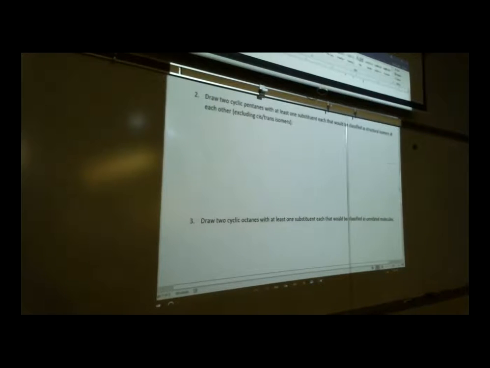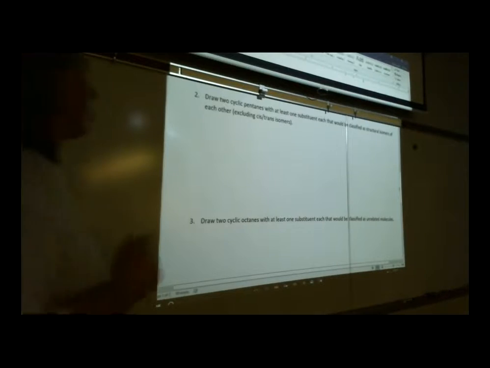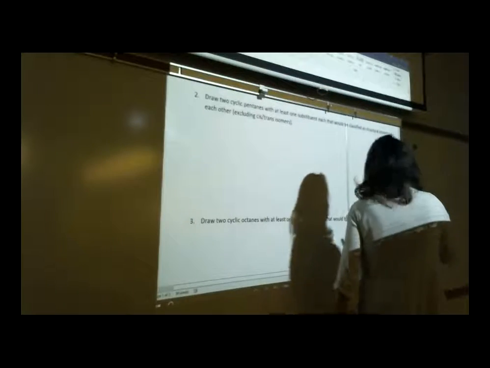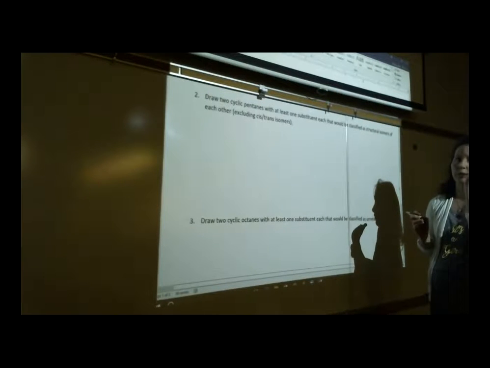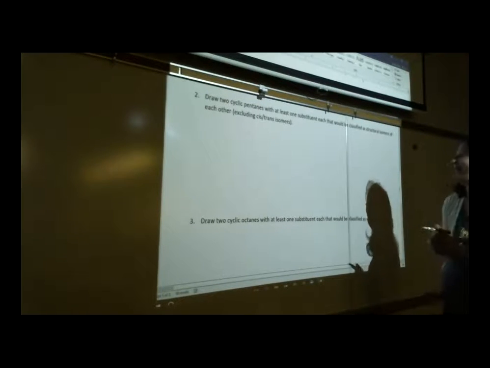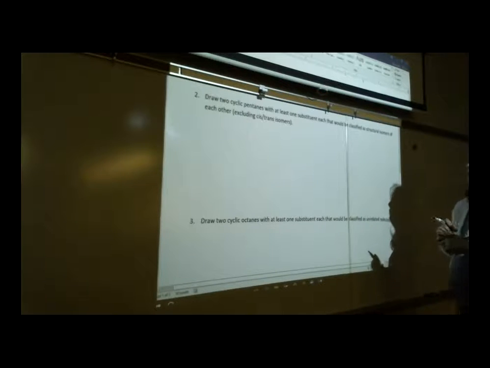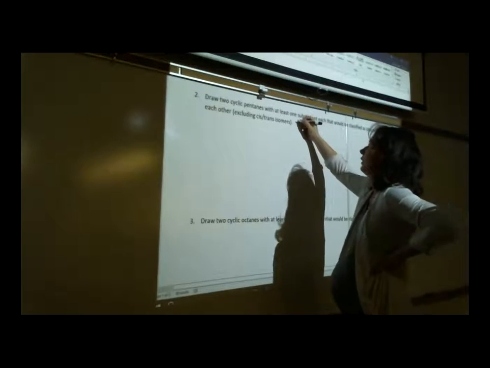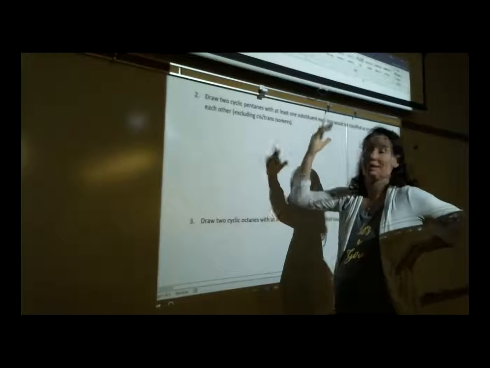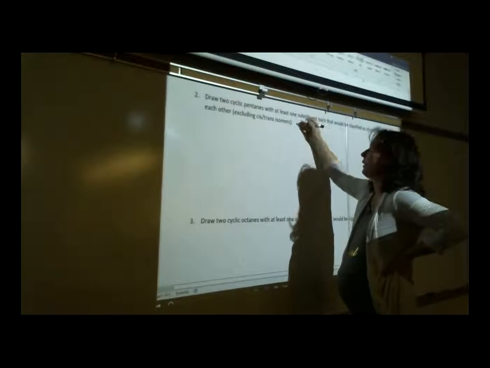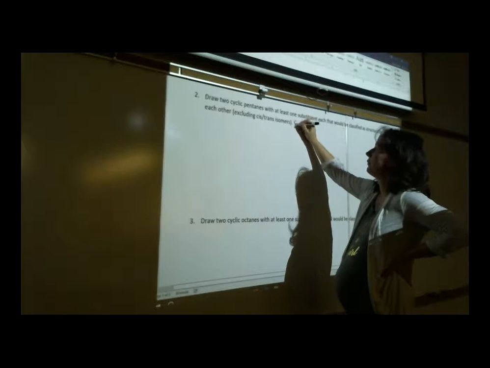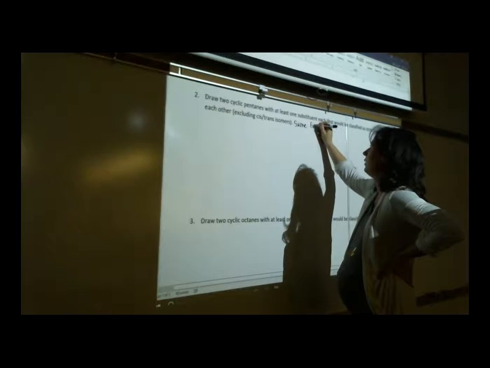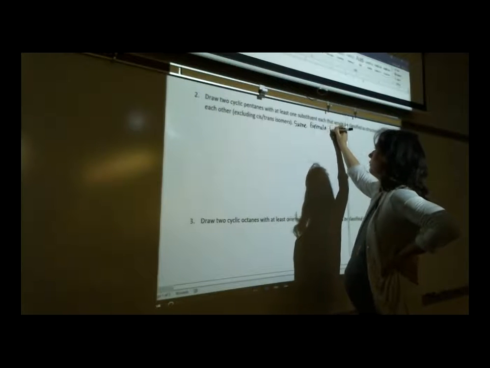Draw two cyclic pentanes with at least one substituent each that would be classified as structural isomers of each other. We're excluding cis-trans. Okay, because if you draw one with a wedge coming out, one of them dashed, that's too easy. So they're structural isomers. So what are the criteria? Your answers are going to be all over the place, or I pass this on a test. So if I'm grading this, what am I looking for? They need to have what? Same formula, right? But different names.